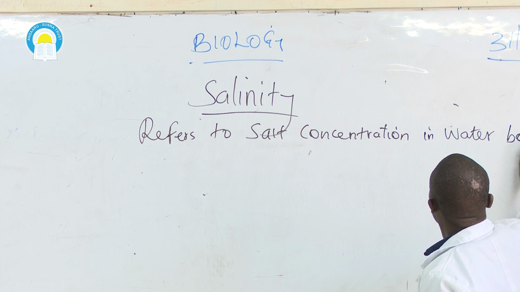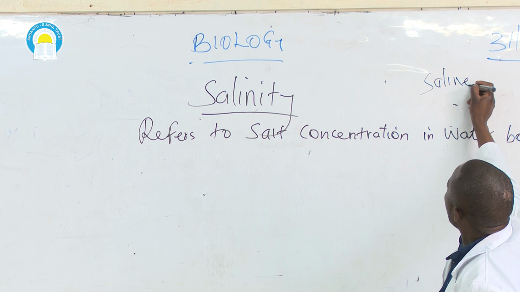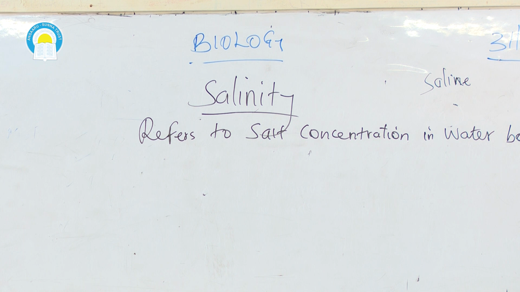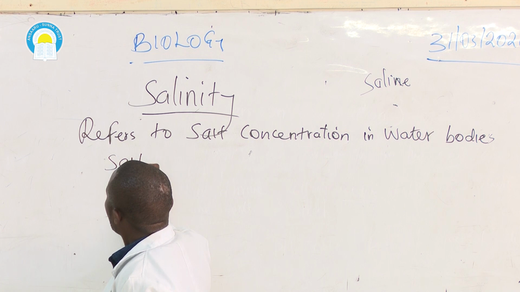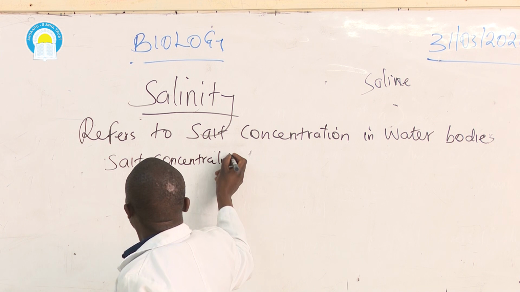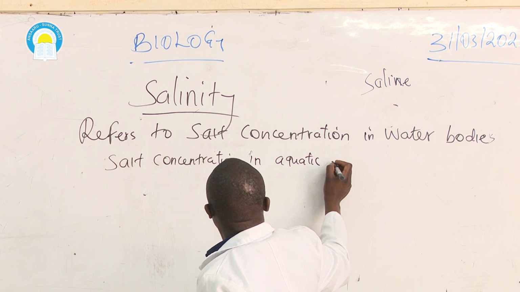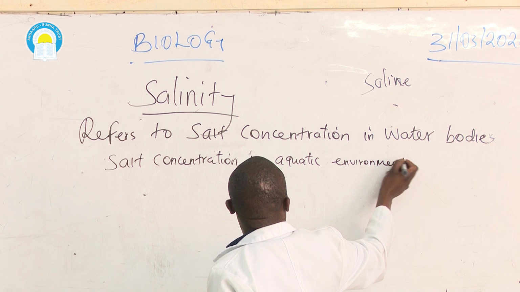When you talk about an environment, it's saline: salt concentration in water bodies, specifically, not in soils. Or you can just say it refers to salt concentration in an aquatic habitat, or in the aquatic environment.